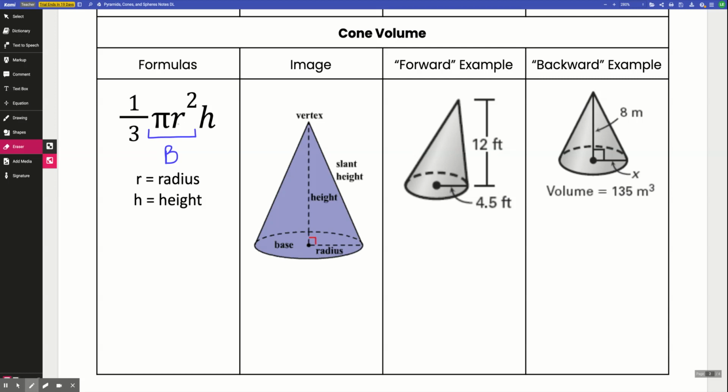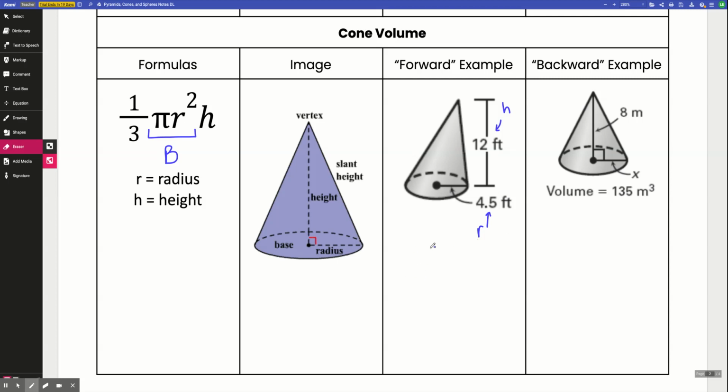And again, just like in the previous examples here, we're dealing with the actual vertical height of the cone, right? We're dealing with the actual vertical height rather than looking at the slant height, which is what we did when we were doing surface area, okay? So just like in all of these others that I've done for you, I'm going to do a forwards and a backwards example, okay? So here's my forwards example where 12 is the height of the cone and 4.5 is the radius of the cone, okay?